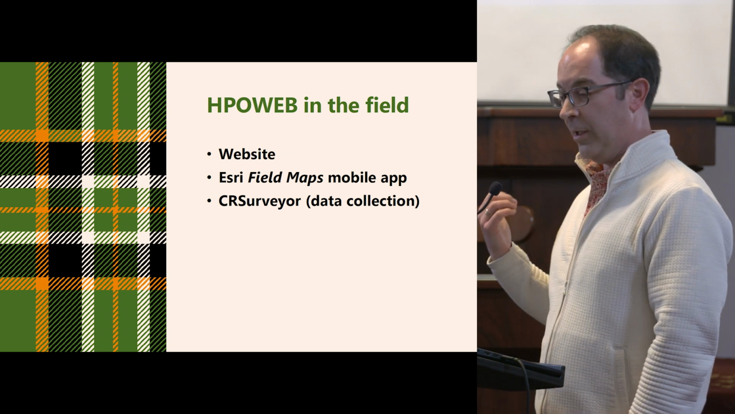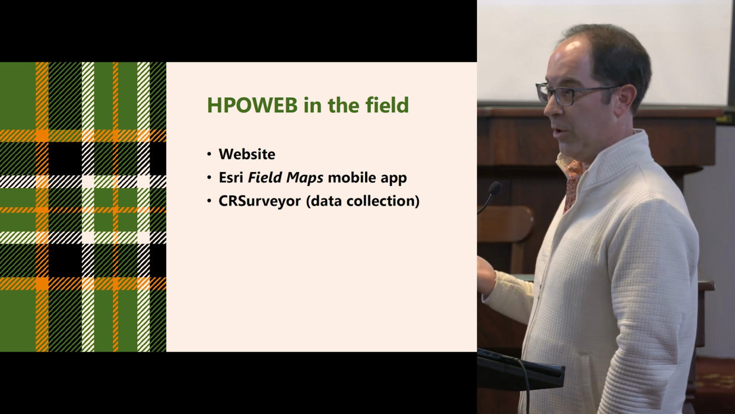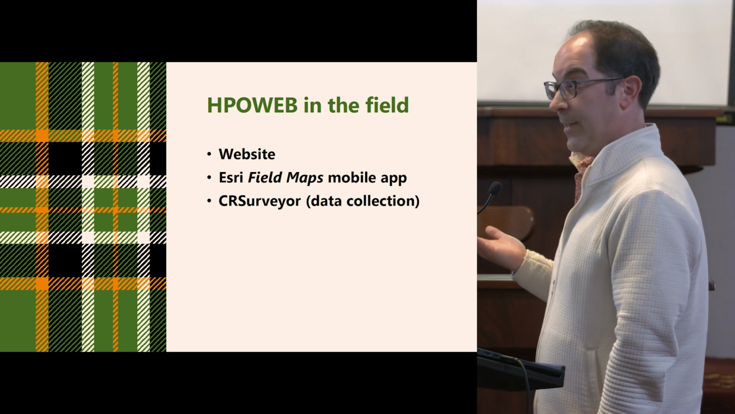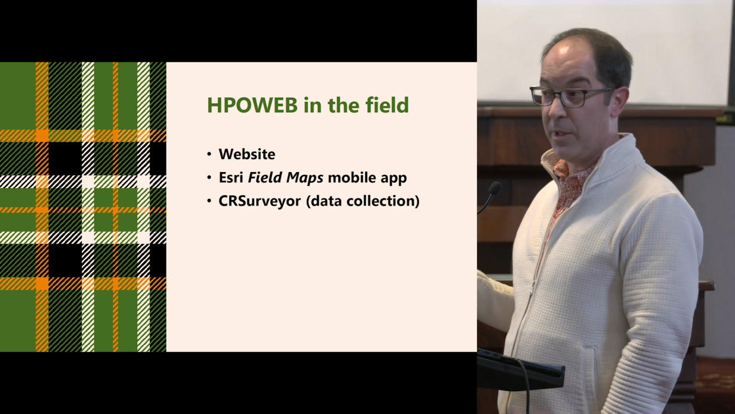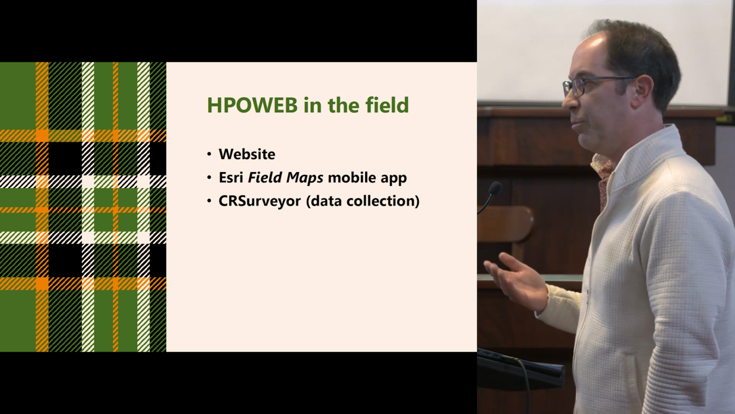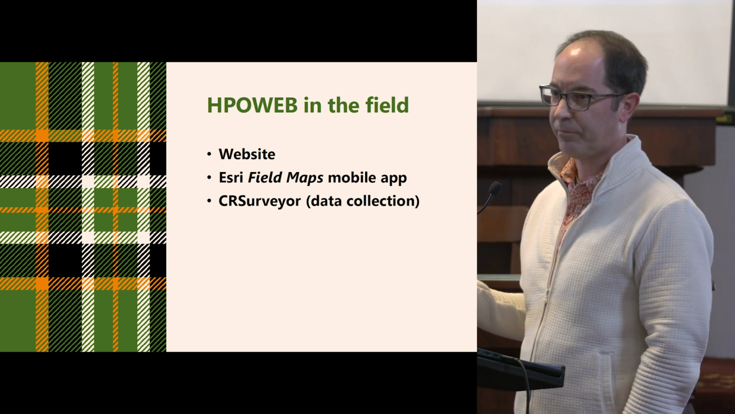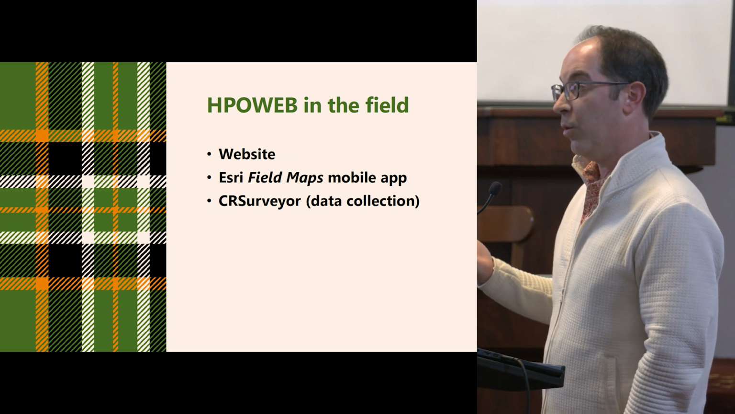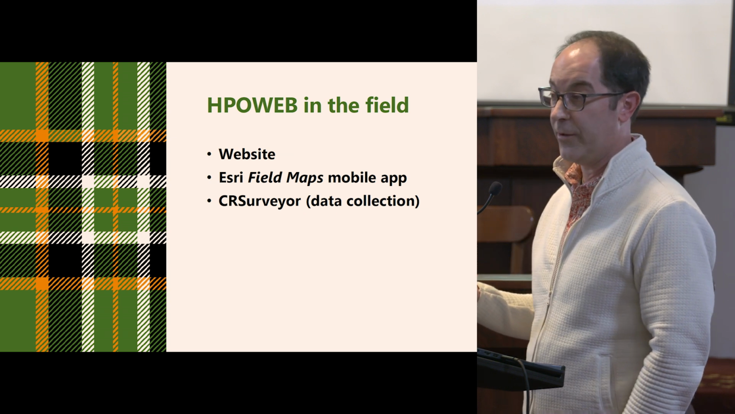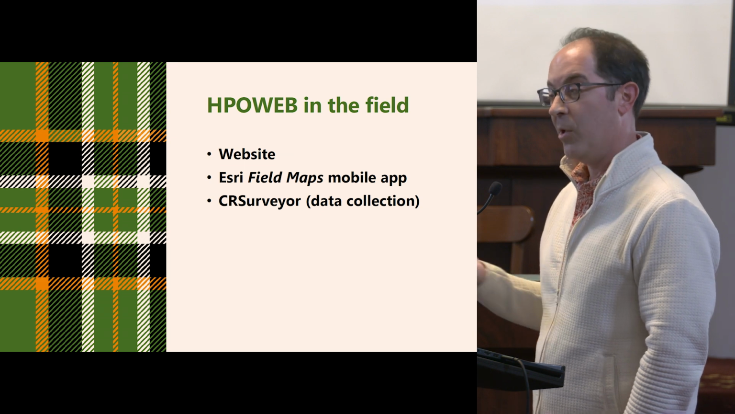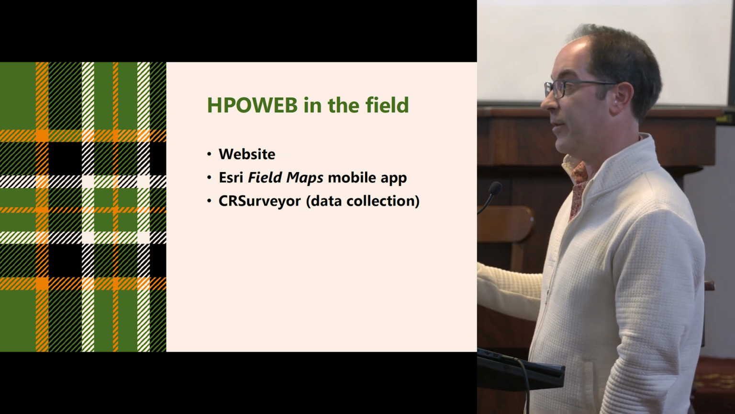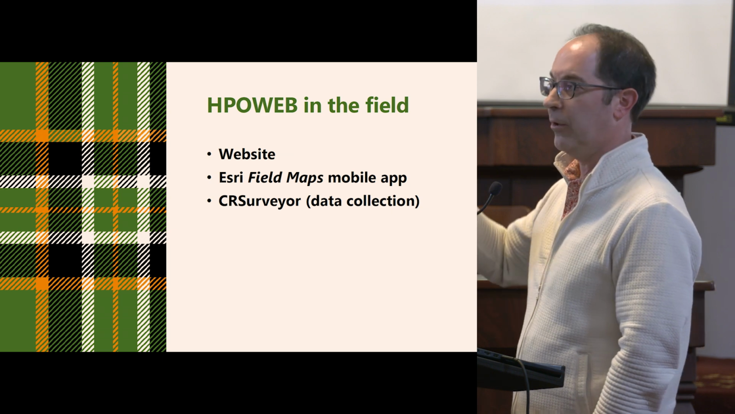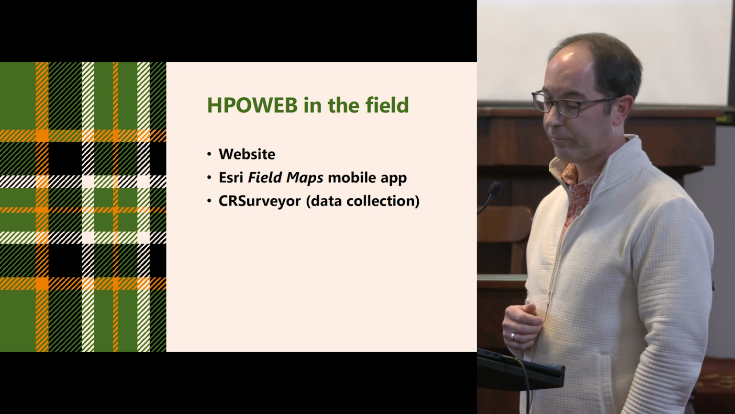Now, once you're in the field, you can use HPO Web. You can just bring it up on a phone or a tablet. I wouldn't necessarily recommend that. You still have all the same functionality. Presuming that you have internet connection where you are, you'll be able to bring up the website just as you would at the office. And you'll have all the same functionality in terms of searching for things, clicking on points and whatnot.